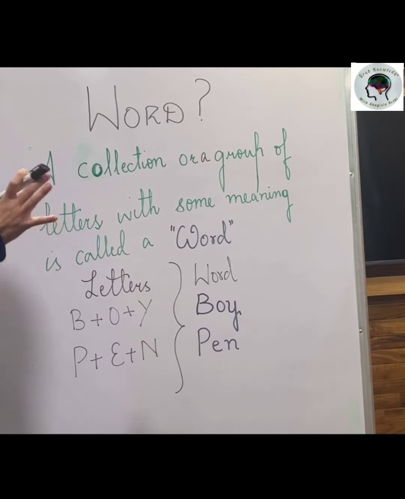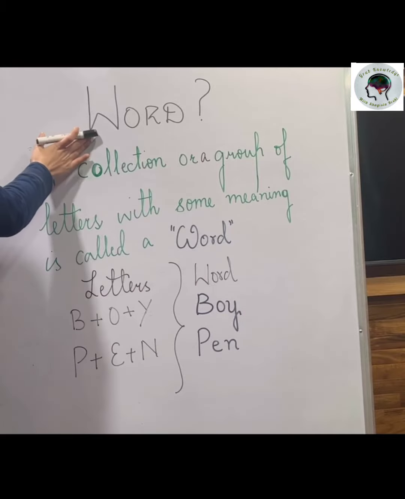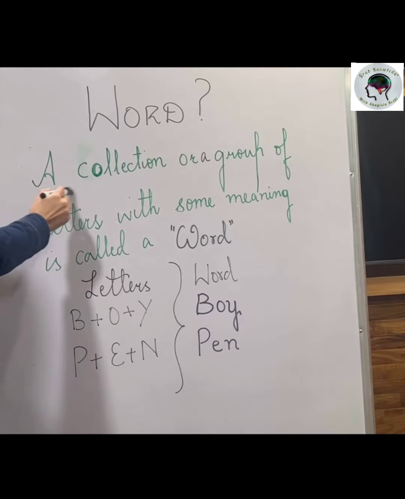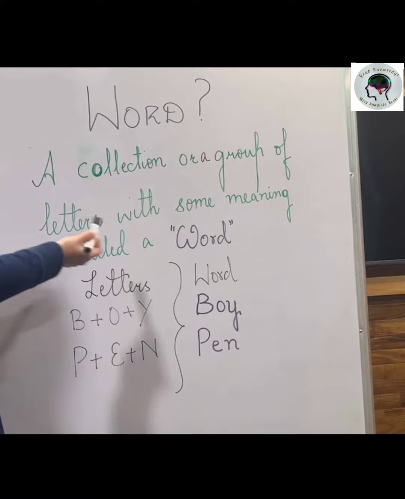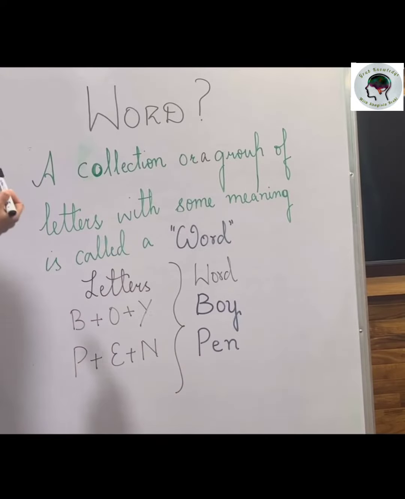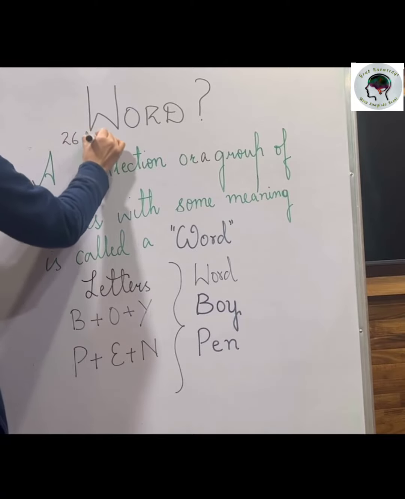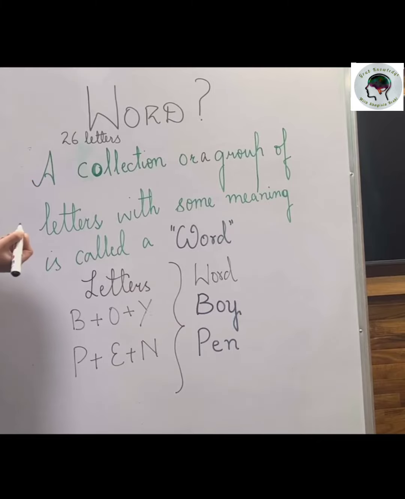अब alphabets और 26 letters के बाद आता है word. So let's understand what is a word. A collection or a group of letters with some meaning is called a word. Letters हमने already देखे लास्ट वीडियो में कि 26 लेटर्स होते हैं, जिसमें 5 वोवेल्स होते हैं और 21 कंसोनेंट्स होते हैं. तो उन कुछ लेटर्स को हम जोड़ते हैं और कुछ मीनिंगफुल वर्ड बनाते हैं.